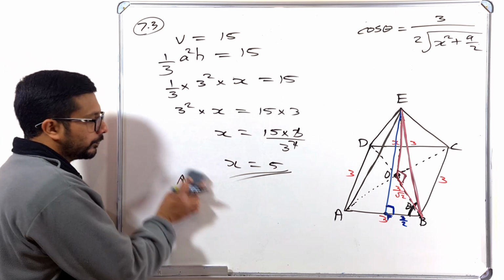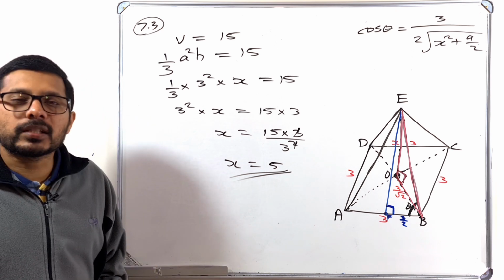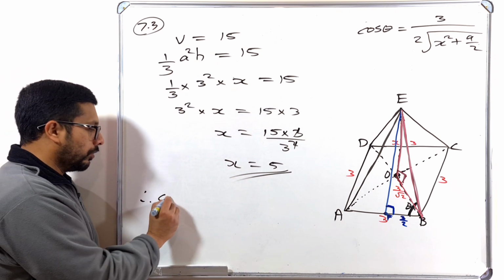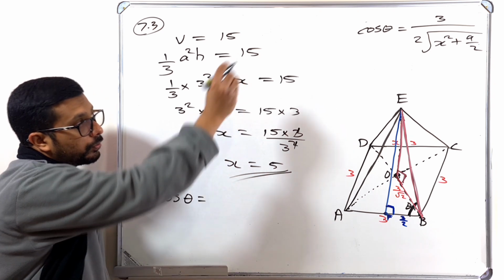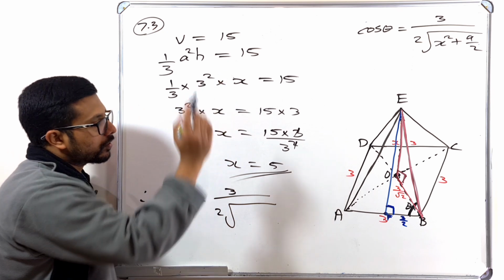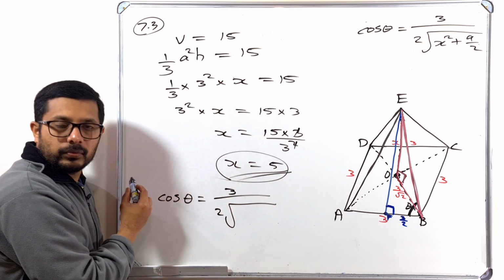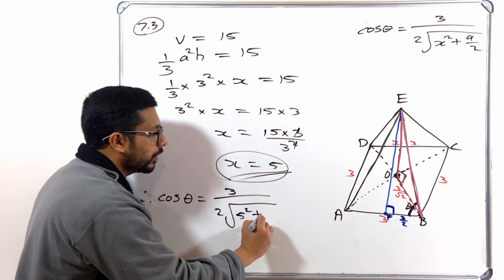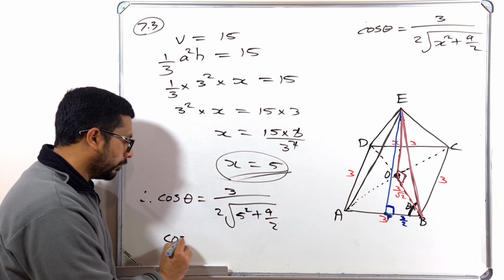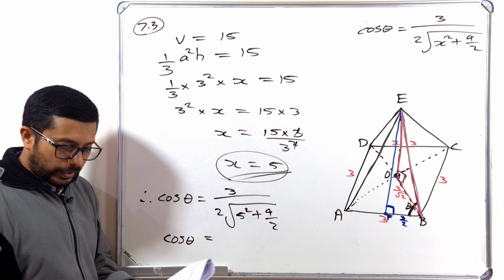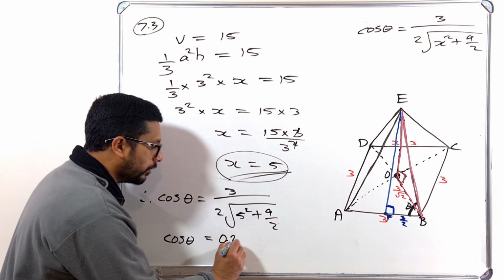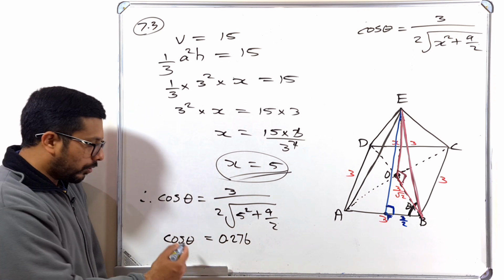Okay. So how can you find now? We know the x value and there is an expression we already got from the previous question. So therefore cos theta is equal to 3 divided by 2 times root of x square plus 9 over 2. What is the value of x? 5. So it is 5 square plus 9 over 2. Take your calculator without doing much step. Just find the final answer. 0.276. In your calculator you will get 0.276 as cos theta.